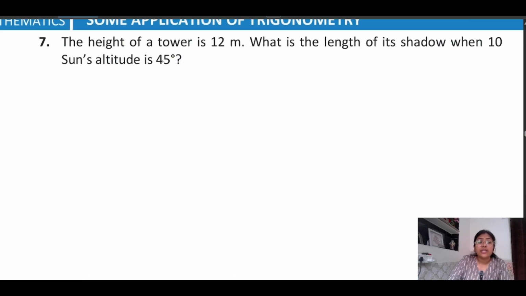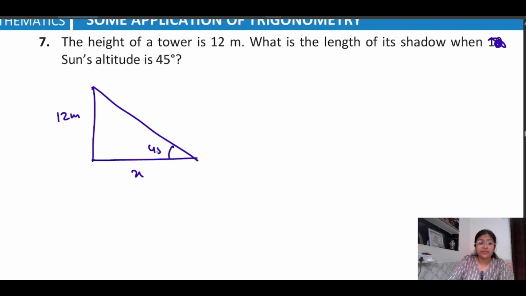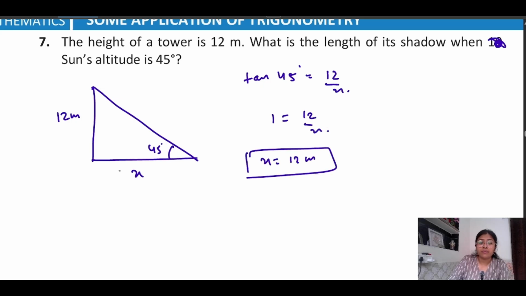Yes, the height of a tower is 12 meters and we need to find the length of its shadow, this is a misprint, when the sun's altitude is 45 degrees. Which trigonometric ratio are we going to use? Yes, tan. So tan 45 equals 12 over x. The value of tan 45 is 1. So the value of x is 12 meters. This is the length of the shadow.